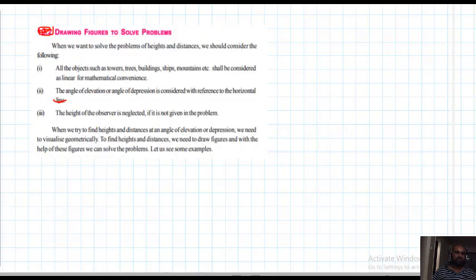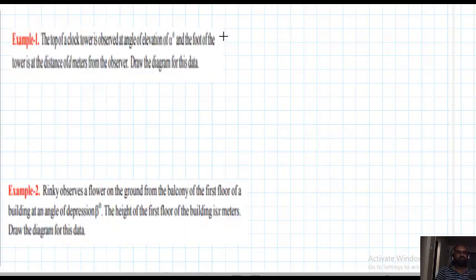Okay students, some example problems. The top of a clock tower is observed at an angle of alpha degrees, and the foot of the tower is at a distance of d meters from the observer. Draw the diagram for this data. We just need to draw a diagram for this data. Everything should be taken linearly.